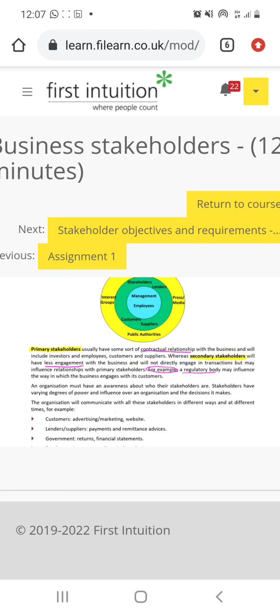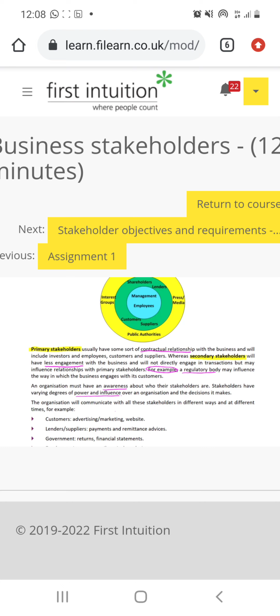Other secondary stakeholders we may see, we saw earlier in our diagram, the environmental groups and also the community, who have less engagement with the business and no contract. An organisation must have an awareness about who their stakeholders are. They have varying degrees of power and influence over an organisation, and also the decisions it makes.